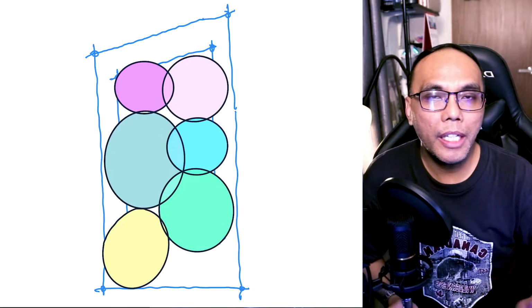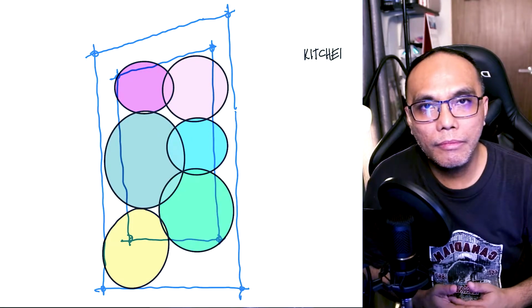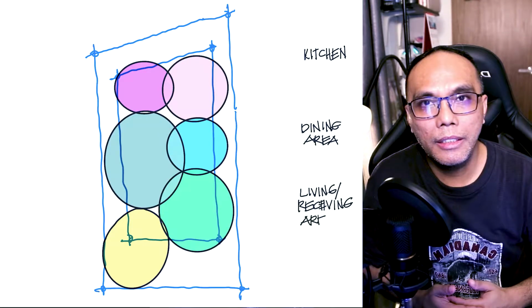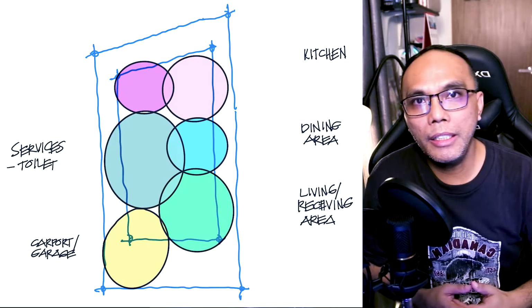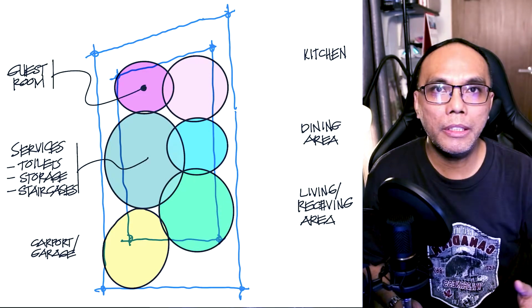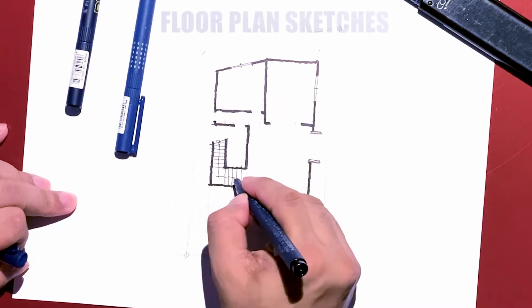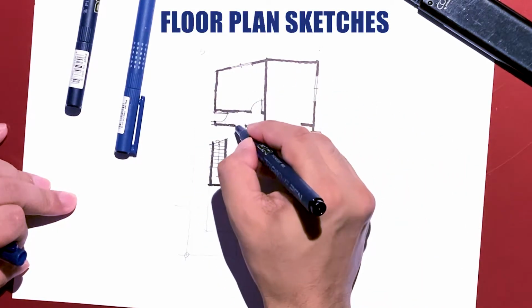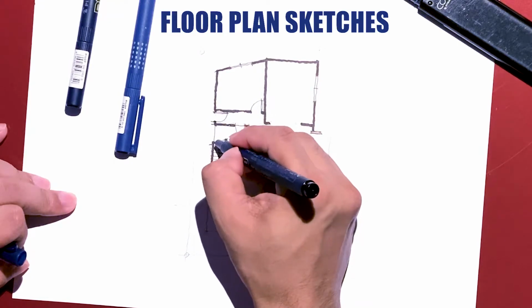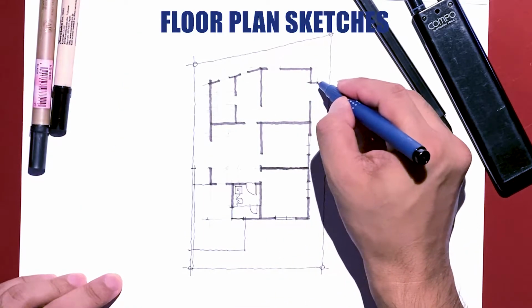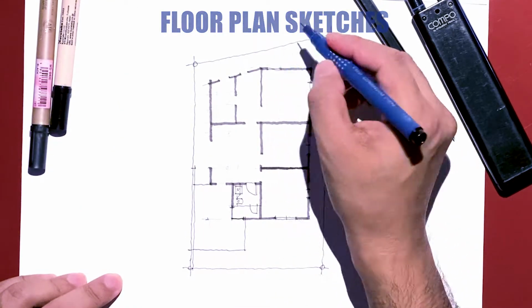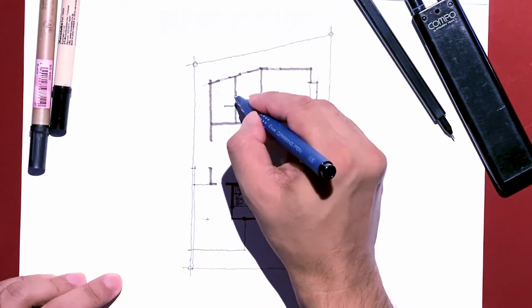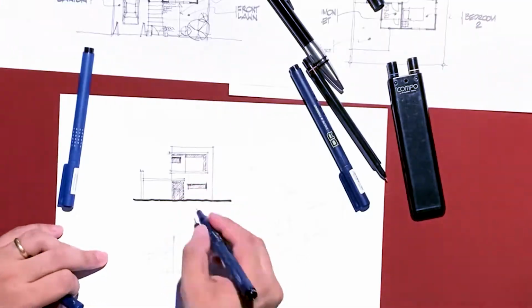I start with sketching. I start out to identify the major areas of the building and move on to develop further and detail the floor plan. And after that, the next step is to sketch out elevations.